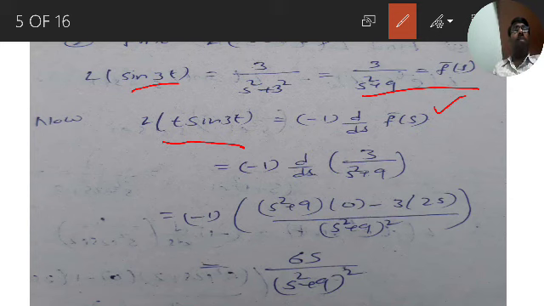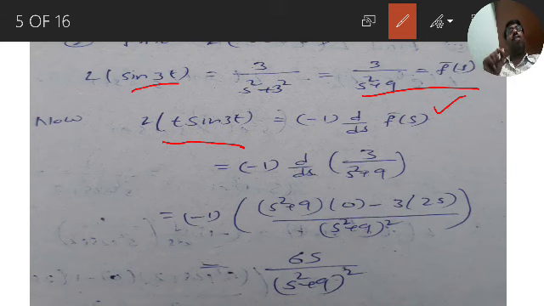That is minus 1 into d by ds of 3 by s square plus 9. Again, quotient rule. What does the quotient rule say? The quotient rule says we start with the denominator, that is v into derivative of u minus u into derivative of v, by v square. Now what is v? What is the denominator?